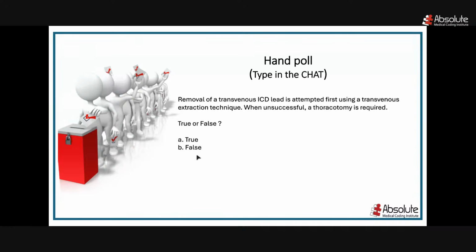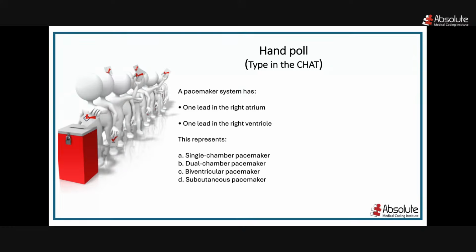Okay, yes, this is true. So initially, there will be an attempt to extract the lead using the transvenous technique. And if it is not possible or if it was unsuccessful, a thoracotomy surgery may be performed. Yes, this statement is true. All right. The last handful scenario for this week.